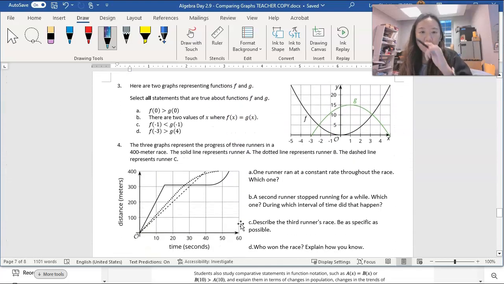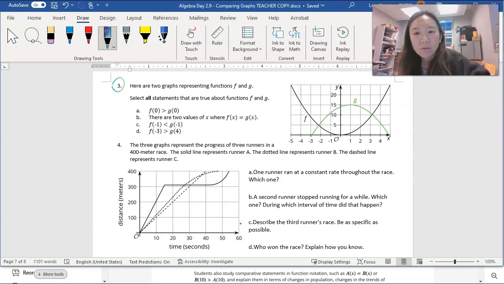All right, here are two graphs representing these functions. Functions f, which is this curved line here, and g, which is this line here. Select all statements that are true about the functions f and g. So this one is actually really important for your test tomorrow because you're going to see something similar.